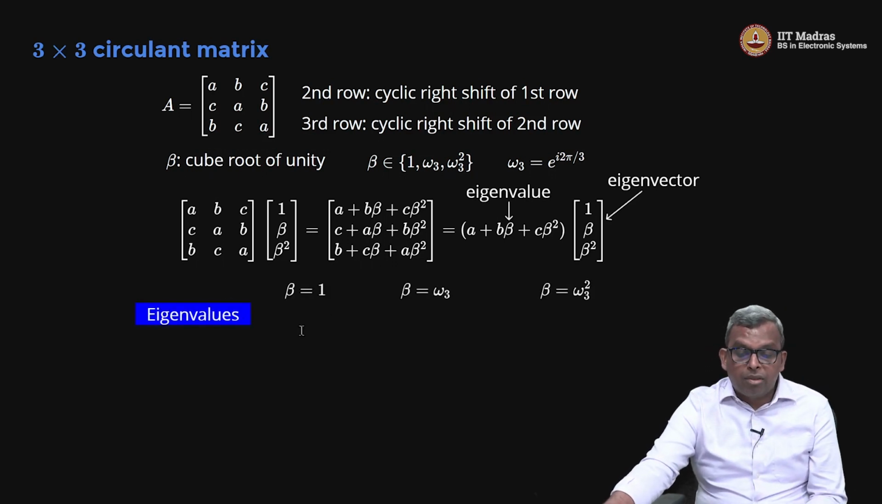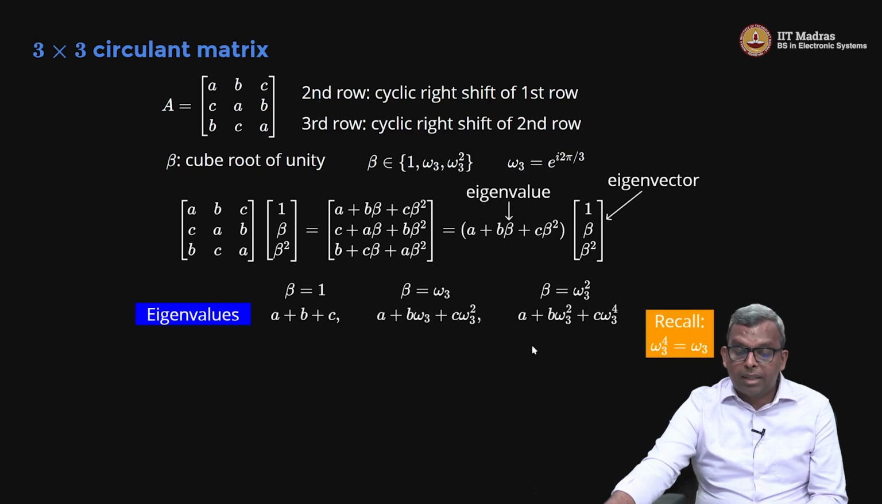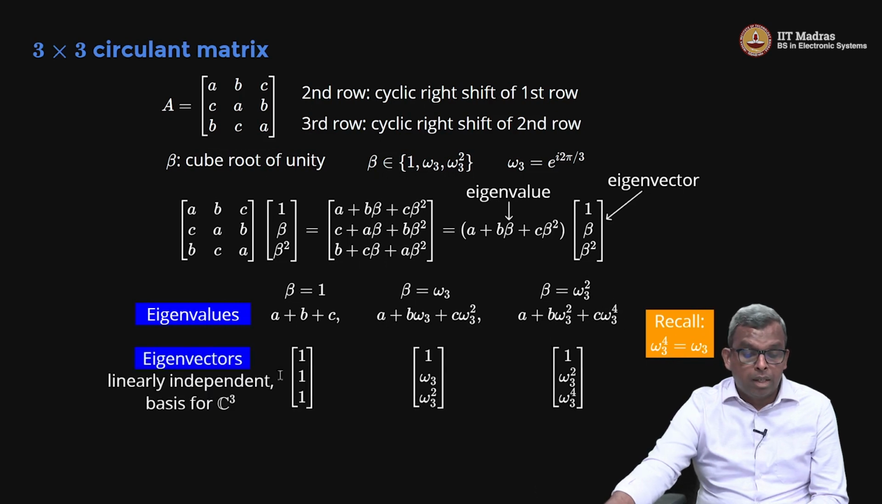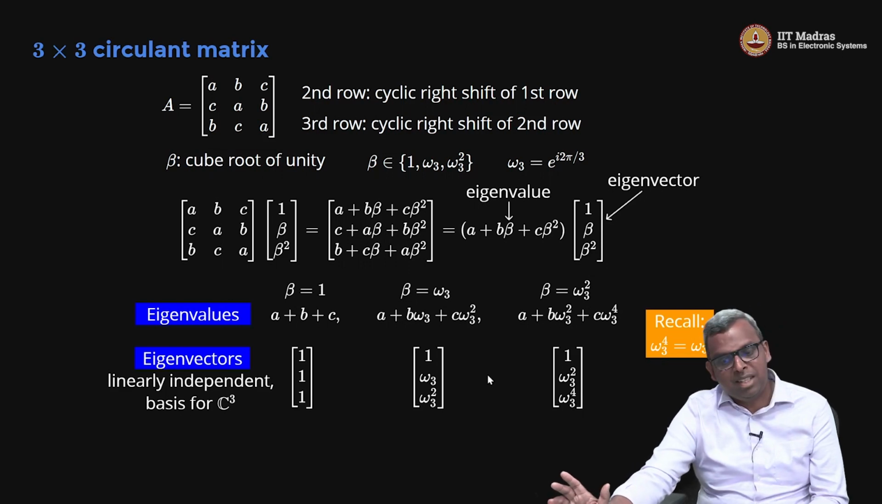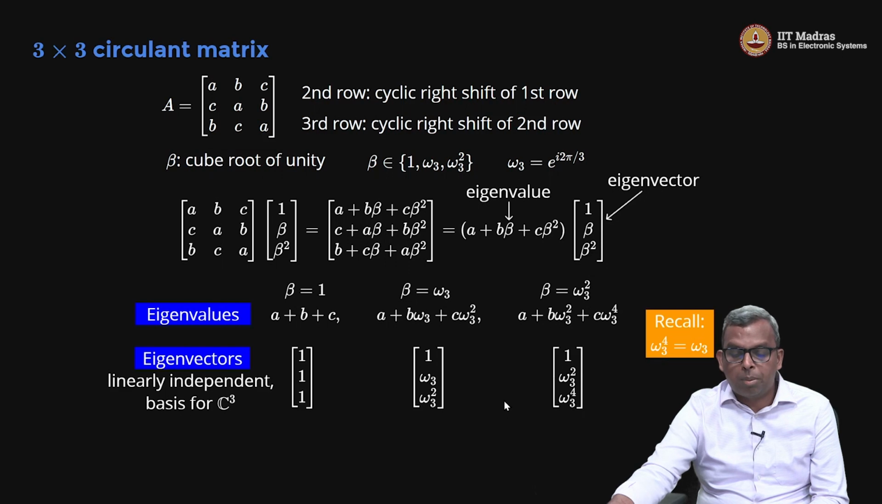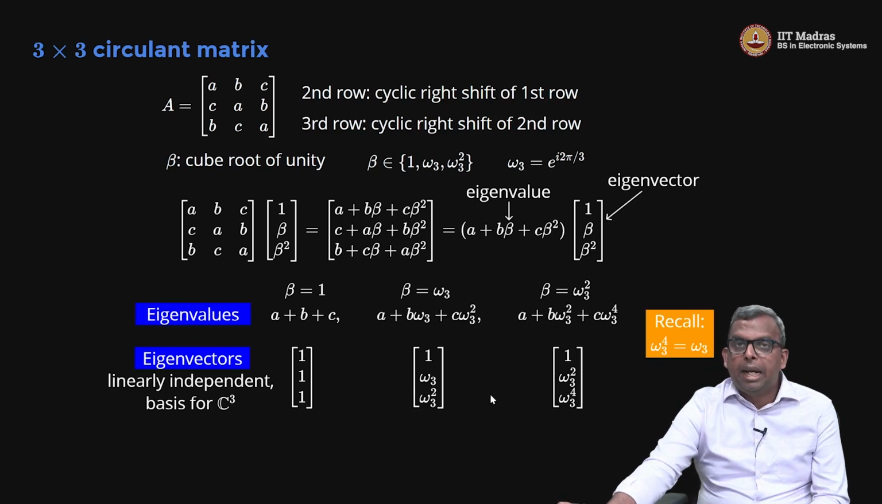The eigenvalues for different beta are: beta equals 1, you get A plus B plus C; beta equals omega 3, you get this; beta equals omega 3 squared, you get this. Here's just the substitution. Omega 3 power 4 is just omega 3, right? So you don't have to be scared of it. And here is the wonderful idea. The eigenvectors, you get 3 of them: 1, 1, 1; 1, omega 3, omega 3 squared; 1, omega 3 squared, omega 3 power 4. In fact, you can show that these 3 are linearly independent and they make a basis for C3, not just R3, because these are all complex numbers and this works. The linear independence you can prove in multiple ways. I'm not going to prove it, but you can show that these 3 are linearly independent.